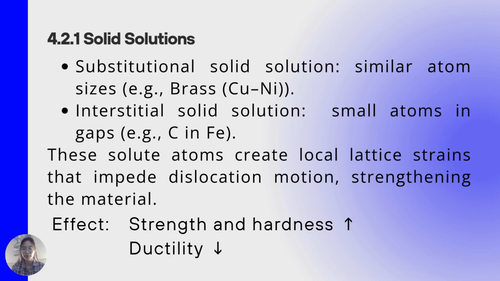Dislocations are what allows metals to deform plastically. So, by hindering their motion, the metal becomes stronger and harder. However, the trade-off is that ductility decreases, since the material becomes less able to deform before breaking. In practical terms, this is why a small addition of carbon turns soft, ductile iron into high-strength steel.